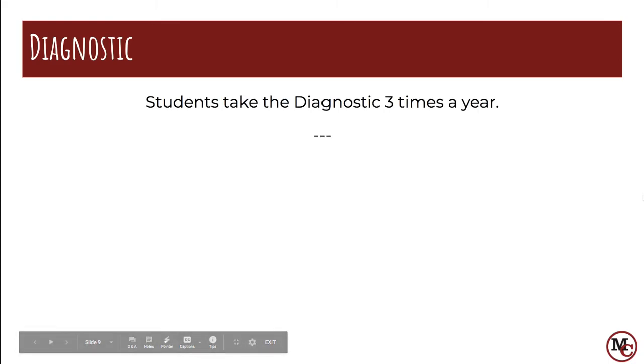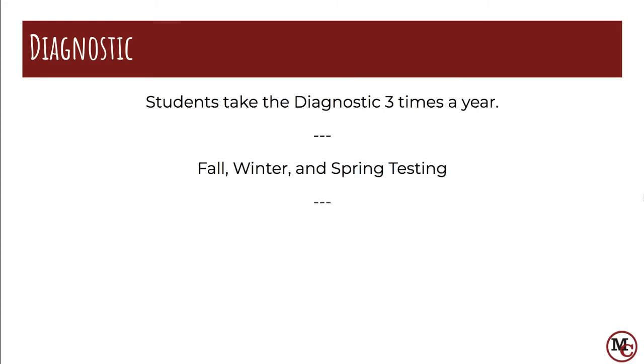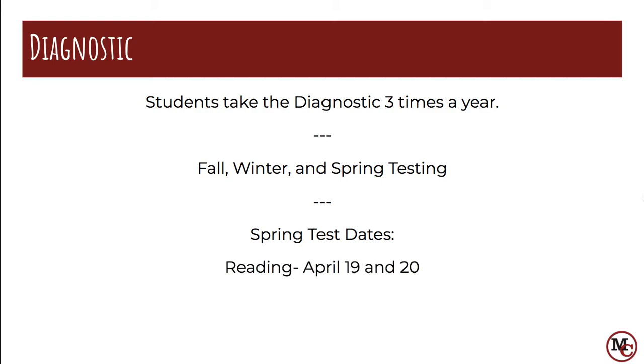So let's talk about the diagnostic. Students take the diagnostic 3 times a year. They take it in the fall, the winter, and the spring. And this past year they took it first thing in August. You remember our leap week. And then in the winter they took it in November. And spring, they're actually going to take it in April. So the first week that they come back from spring break, teachers are going to do some goal setting with the students to help get them where we need them to be.